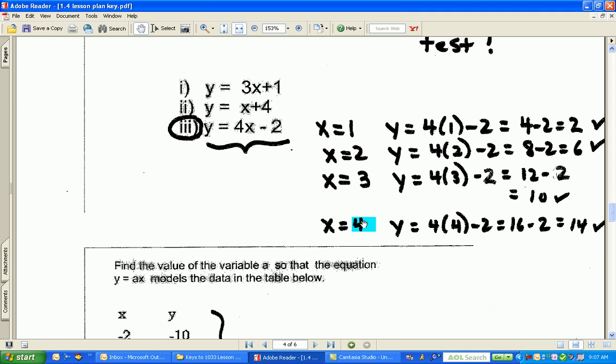In order to make sure you're picking the correct formula, it's very important that you test every ordered pair, because I could create a formula that might work for 2 of them, but then it wouldn't work for the other 2. So it's safest to check all of them. Okay? All right, let's continue.